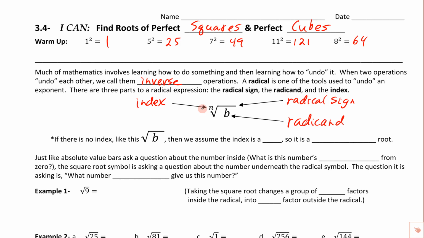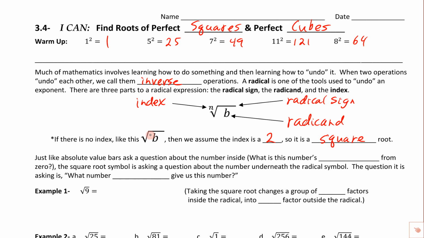Now, if there isn't an index, so if it looks like this right here, then we assume the index is a 2. What that means is it's what we call a square root. If it was there, it would look like this, with a 2 right there. But if there's nothing there, then we get to assume that it's a 2, so it would be a square root. We're going to talk about square roots, and we're going to talk about cube roots. This is what square roots are going to look like most of the time.